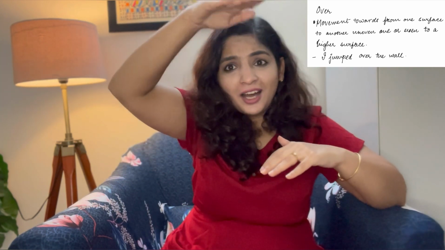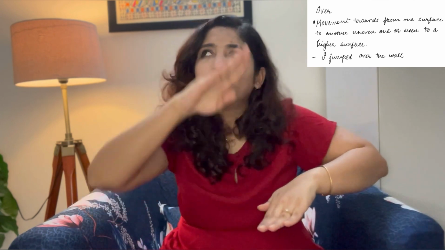So here, I jumped over the wall. Wall is a higher place, and it's sort of like uneven. Like I was down and then over. So I jumped over the wall. So to indicate this type of movement, we can use over.